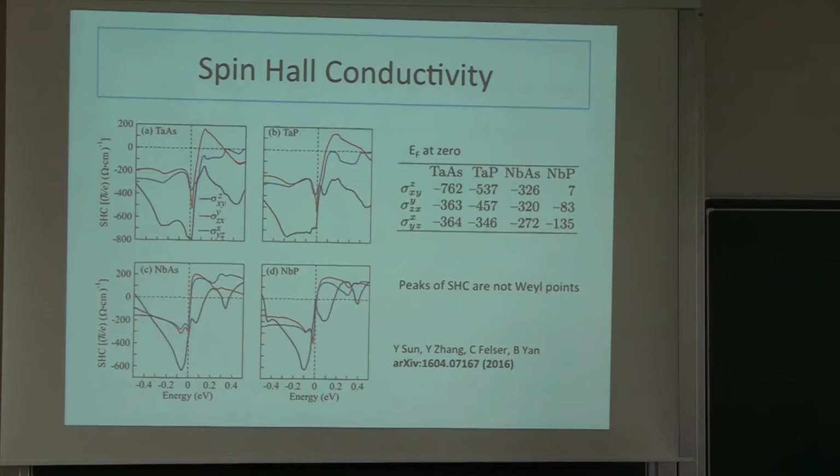And well, since we have several materials, here is just an example of these 4 materials in this family. They show some differences. Well, for example, in this table, tantalum arsenide shows the strongest value. And it's obvious tantalum arsenide has the strongest spin orbit coupling here.